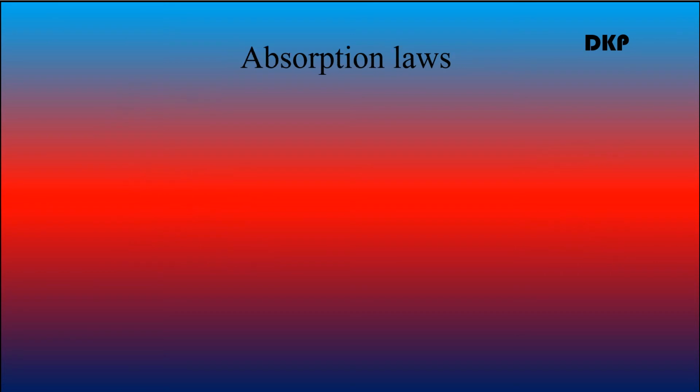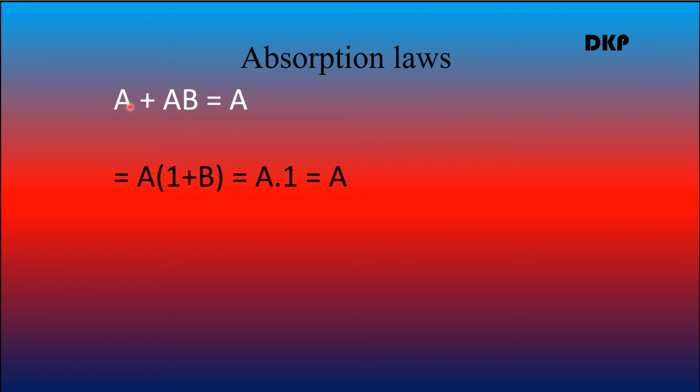Coming to the next law, that is absorption laws. The first law is A plus AB is equal to A. Here A is common in both the terms. So take A outside so that you will get A into 1 plus B, which is equal to A into 1. Any variable added with 1 will give you 1 itself. That is 1 plus C is 1, 1 plus B is 1, 1 plus A equal to 1. Therefore, A into 1, which is equal to A.